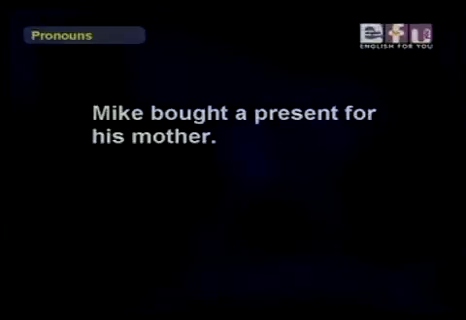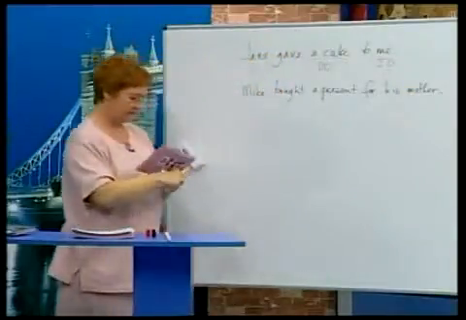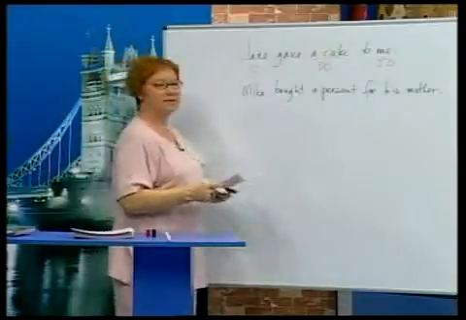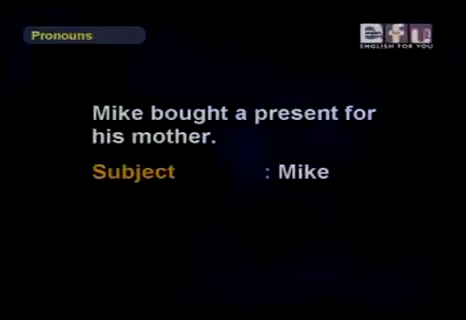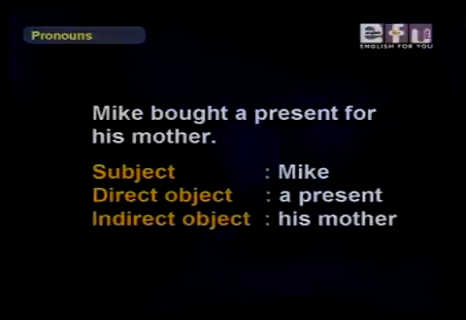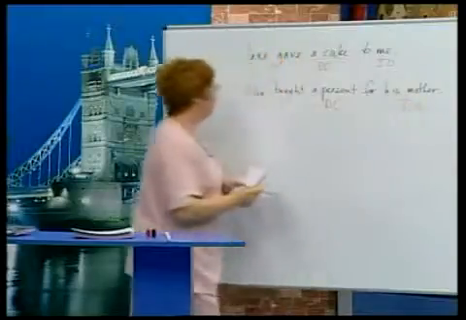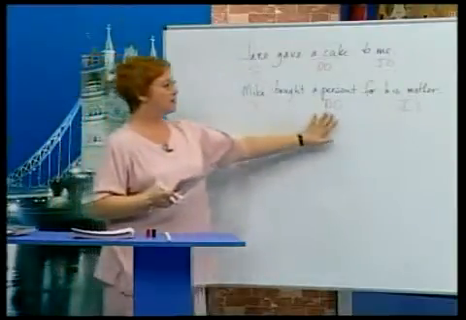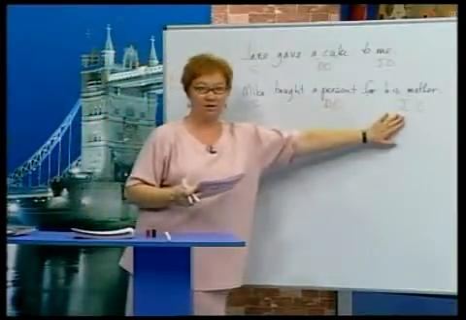Okay, here's another sentence. Mike bought a present for his mother. Mike bought a present for his mother. Okay, Susan, you do the same thing. Mike is the subject. A present is the direct object. For his mother, indirect object. Yes, good. Okay, so we've got subject, direct object, indirect object.